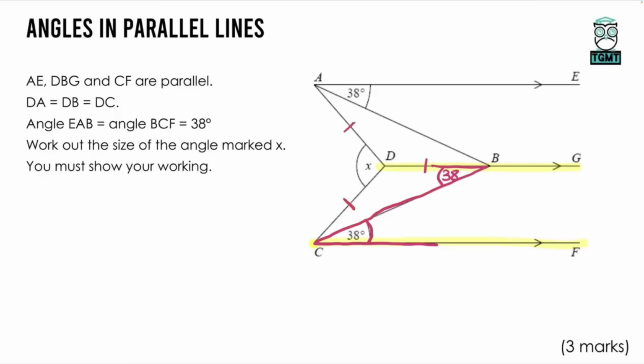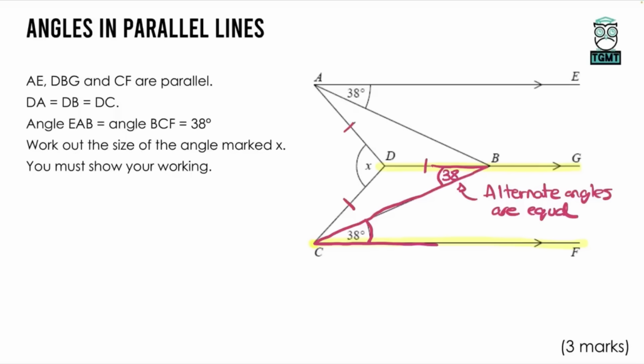Now it doesn't tell us to give reasons in this question, but here the reason that that is 38 is because alternate angles are equal. And in a lot of questions, it does ask you to give the reasons. We don't need to in this one, but just so you know, along our working out, that's why it's 38.